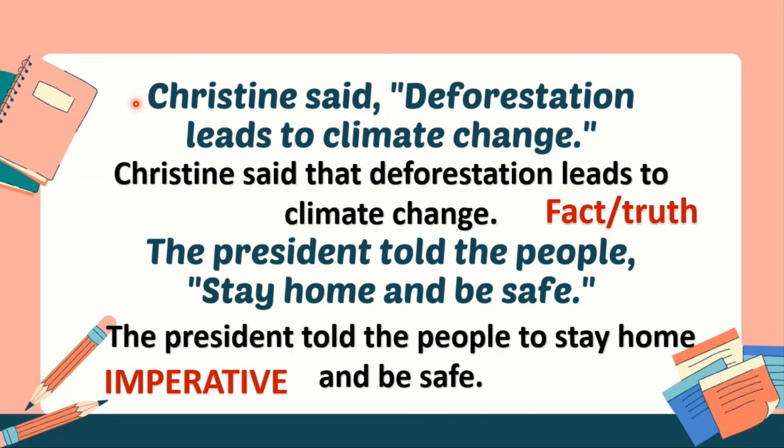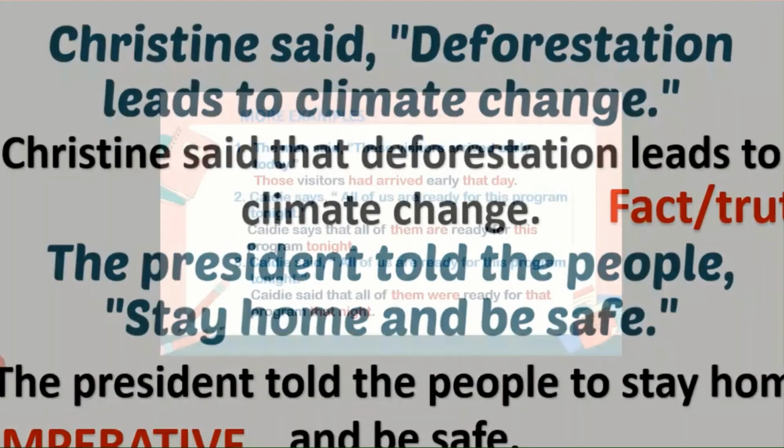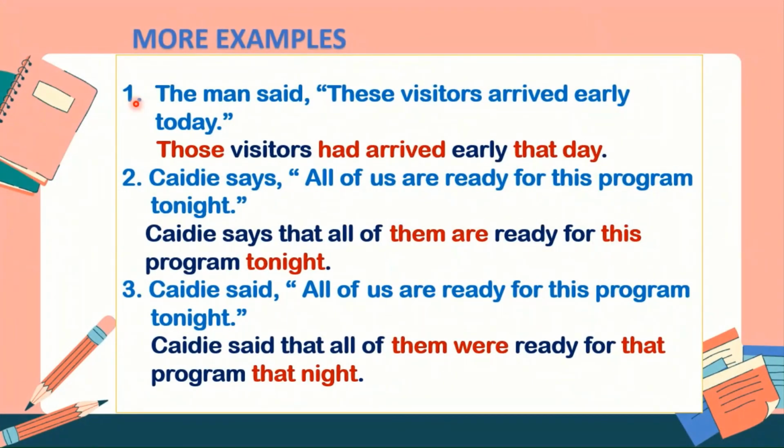Always remember, in a direct speech wherein a fact or a general truth is denoted, we must not change the tense of the verb in the reported speech, even if the introductory word is in the past tense. And in imperatives, we make the verb an infinitive by adding the word to before the verb in the direct speech. For you to understand the lesson better, here are more examples. Study them and note the changes in the reported speech.